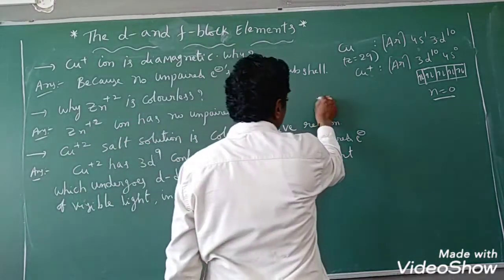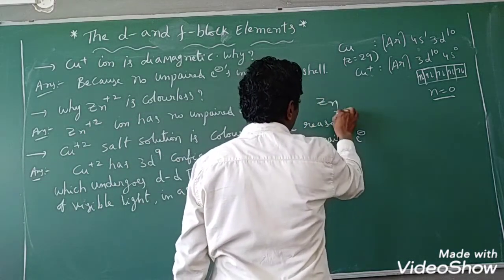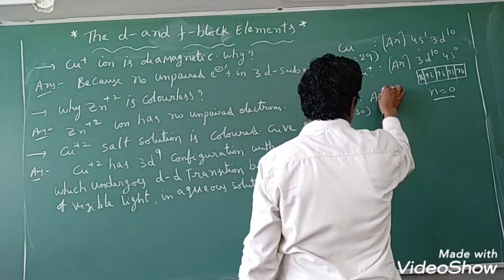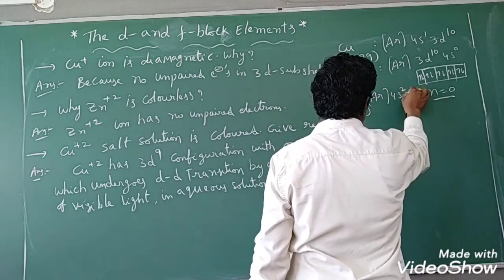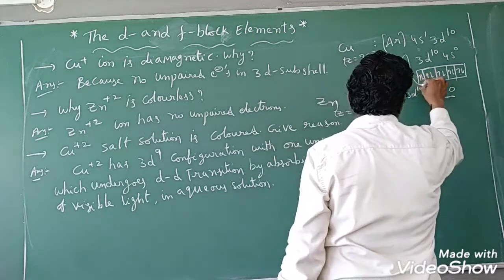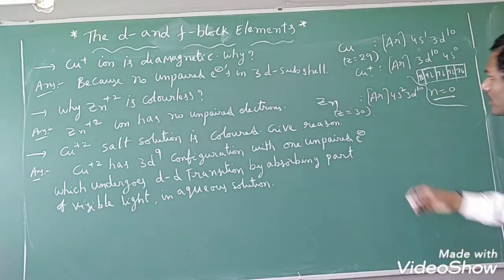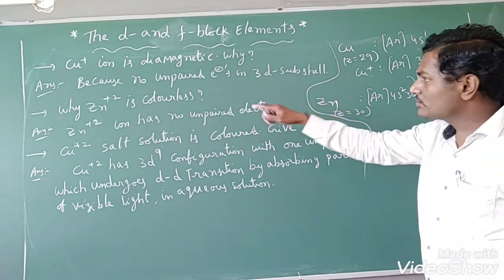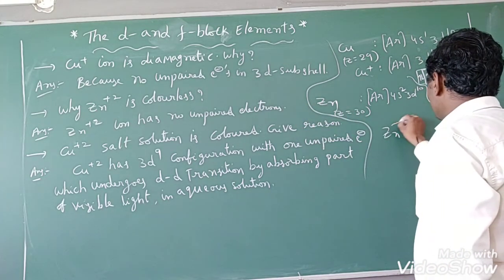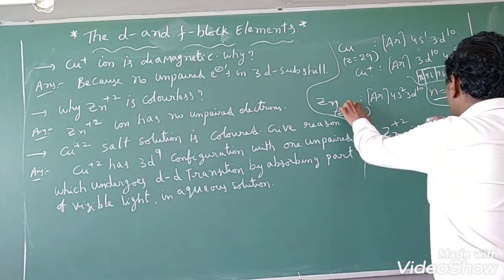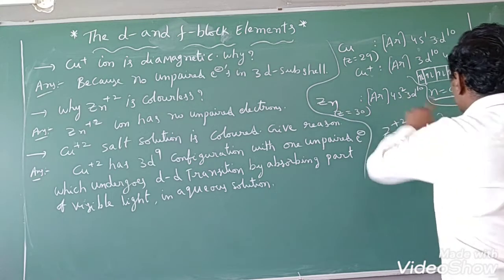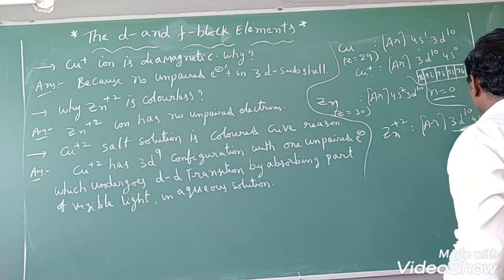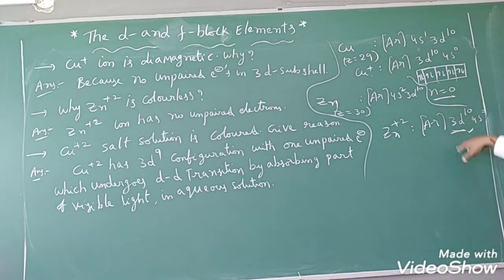Now you see why Zn plus 2 is colorless. If you observe zinc, the atomic number is 30, right? So what is the electronic configuration of zinc? Argon 4s2 3d10. We know this already. So it loses 2 electrons. It loses 2 electrons, meaning this electronic configuration becomes what? Argon 3d10 4s0.